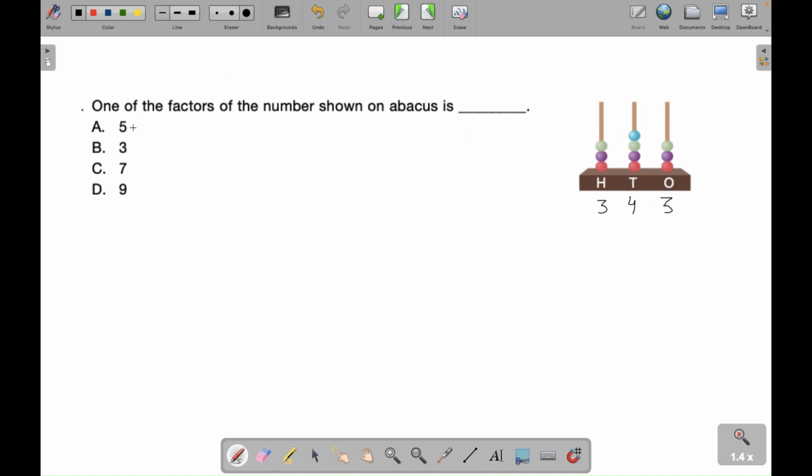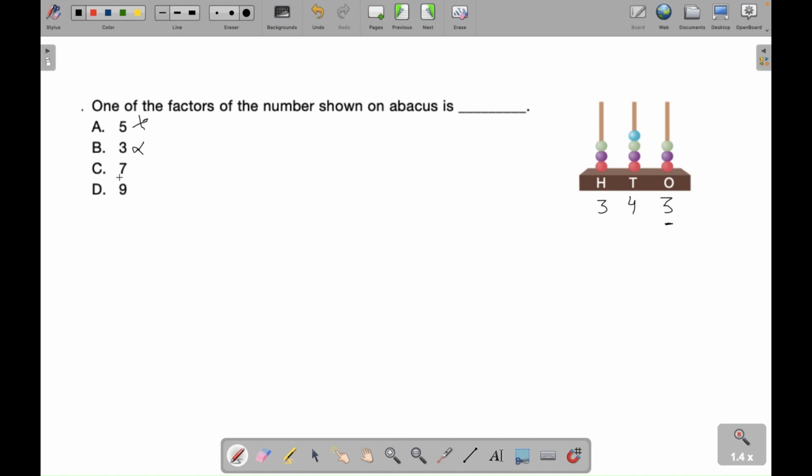Now we'll see if 5 is a factor. We look at the unit digit. The unit digit is not 5 or 0. So 5 is not a factor. We look at 3. The sum of the digits must be divisible by 3. So 4 plus 3 is 7. 7 plus 3 is 10. Is 10 divisible by 3? No, it is not. Right? So you have to go through the divisibility rules to understand what I'm doing.